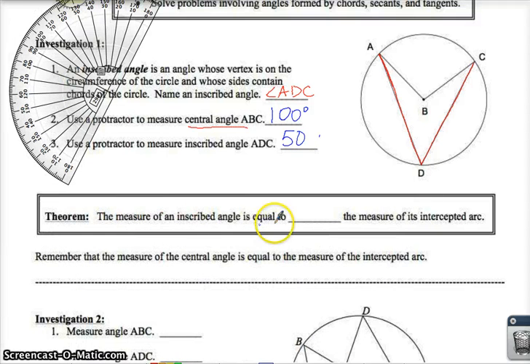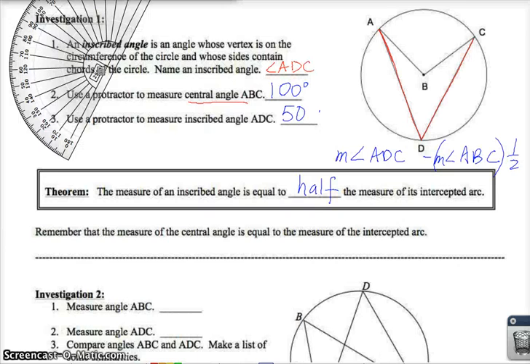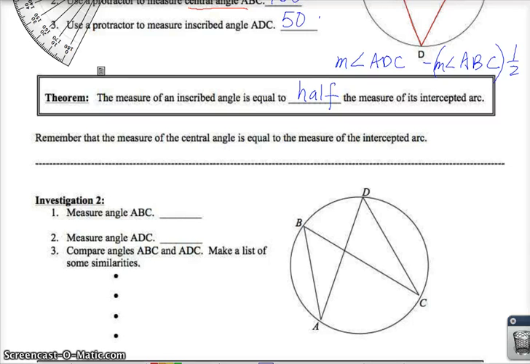The measure of an inscribed angle is equal to half the measure of its intercepted arc. So angle ADC and angle ABC, how do these measurements relate to each other? Well, the measure of ADC is half the measure of angle ABC. So mathematically, that's what that would look like. Okay, so let's move on.